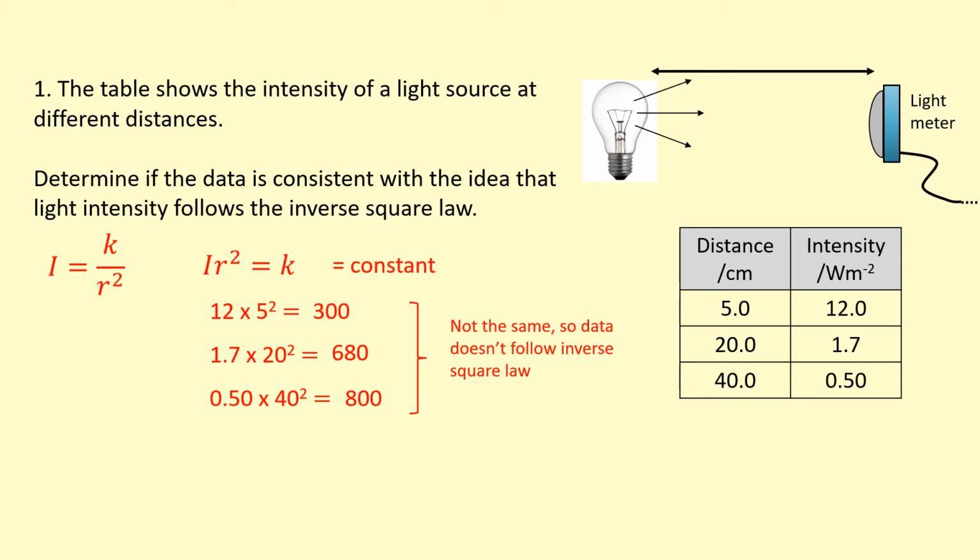Now this is not because the light from a bulb doesn't follow the inverse square law. It's probably because the distance hasn't been measured from the center. Maybe you've measured from the surface of the bulb to the surface of the light meter and ignored this distance here. If you put that distance in, maybe it does follow the inverse square law, and it turns out it does. If we add that distance, which is actually 4 centimeters, to each of these distances and check again, it does follow the inverse square law.